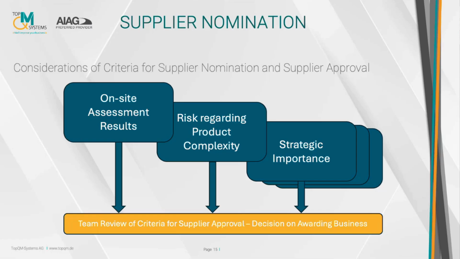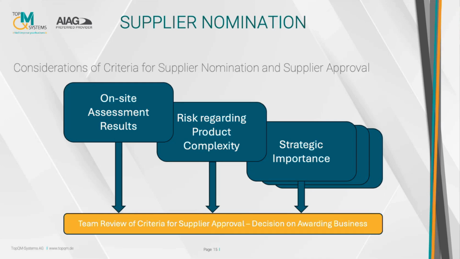Now, supplier nomination does not necessarily mean that he definitely gets a contract or is awarded the business. These issues are going to be reviewed by a team based on the criteria for supplier approval, upon which a decision is going to be made for awarding the business. So the fact that we have assessed him and now feel that he is fit to be nominated as a supplier does not necessarily mean that he will definitely be awarded the business. Okay, he is now a nominated supplier, hopefully.